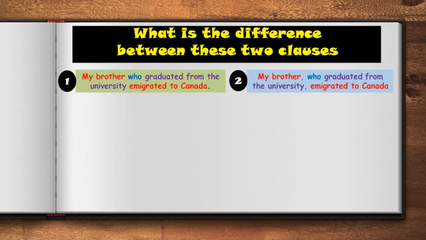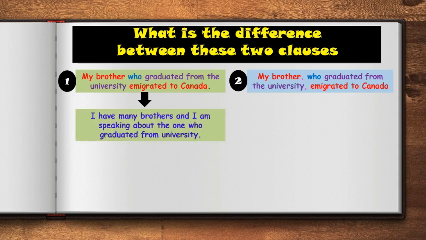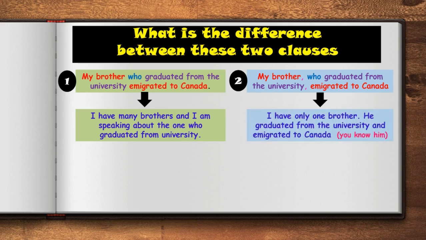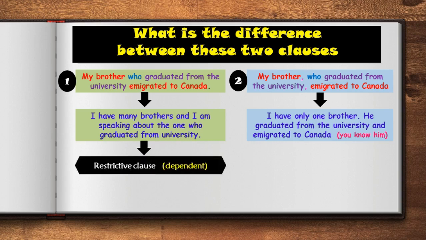Very good. Now I want you to look at these two sentences again and see what the main differences between them are. Number one: my brother who graduated from the university immigrated to Canada. The second one is the same sentence: my brother, who graduated from the university, immigrated to Canada. In the first one, I have many brothers and I'm speaking about the one who graduated from university. In the second, I have only one brother. He graduated from the university and immigrated to Canada, and I'm sure that you know him because I have only one brother.